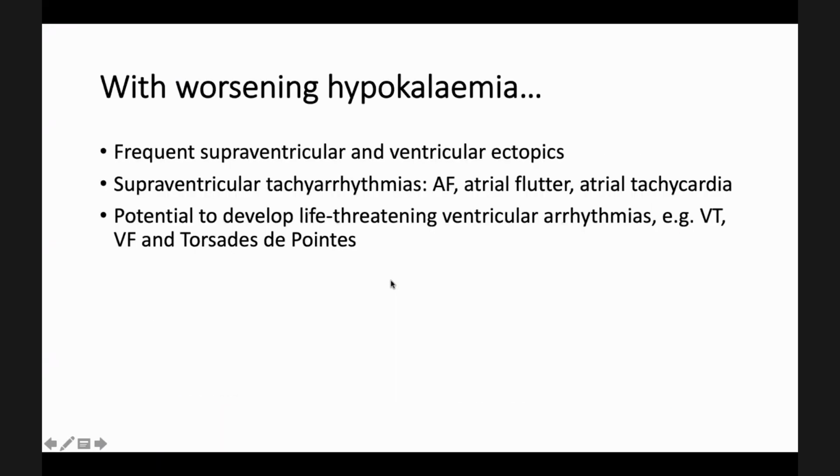Okay, and with worsening of hypokalemia, the patient can go into supraventricular arrhythmias, and ventricular ectopics are common. So if the patient is having these things, you have to suspect electrolyte imbalances. I told you earlier also, any kind of ventricular ectopics you have to suspect. The supraventricular tachyarrhythmias can go into atrial fibrillation, flutter, and other atrial tachycardias as well. Sometimes they can go into ventricular tachycardias and torsades de pointes as well.